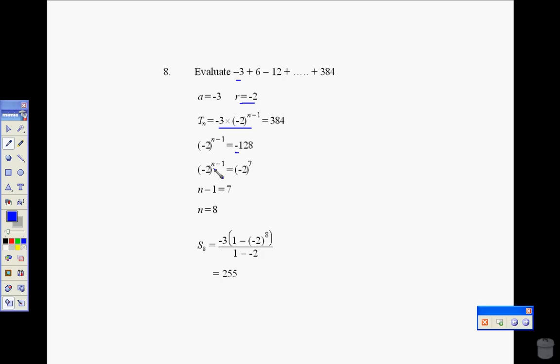And so seeing we've got the minus 2 together, n minus 1 must equal 7, which leaves n being equal to 8. And then we're able to substitute the values. Notice we're using the 1 minus r to the power of n form because r is less than 1 in this case.